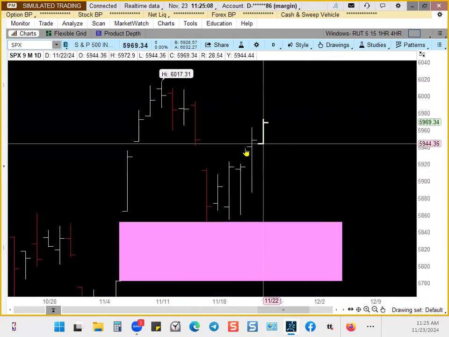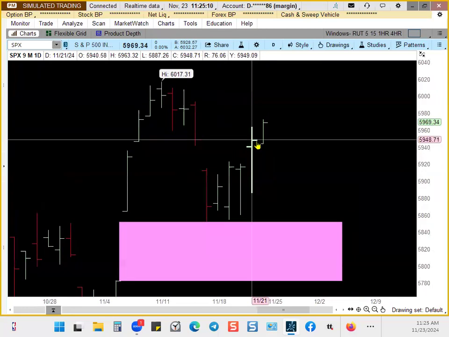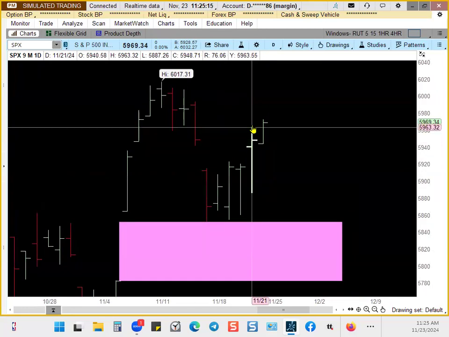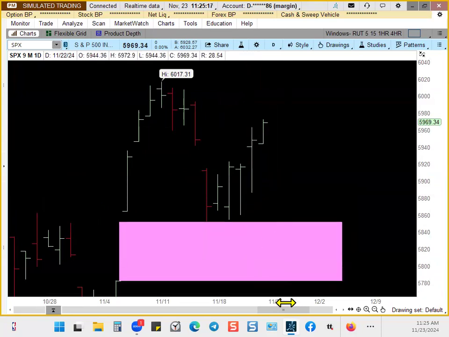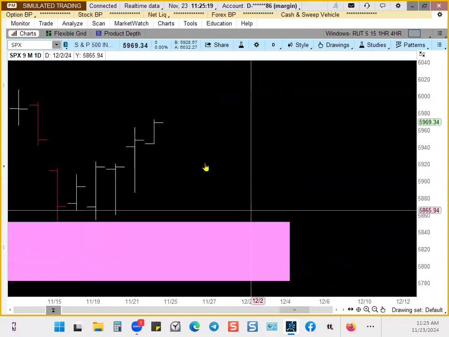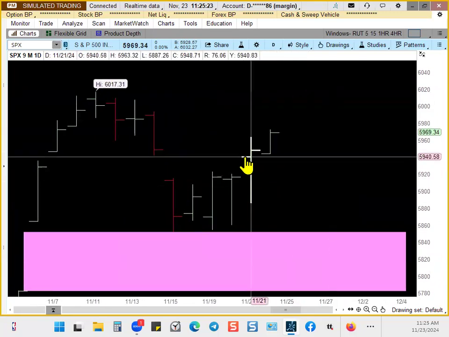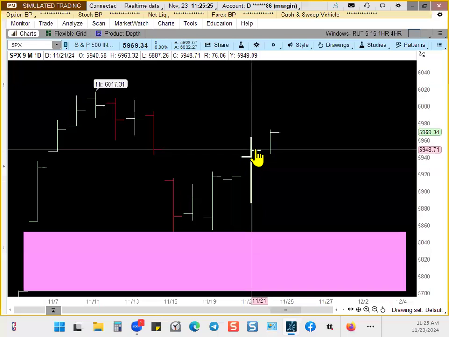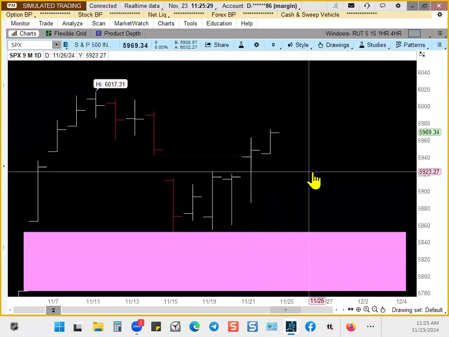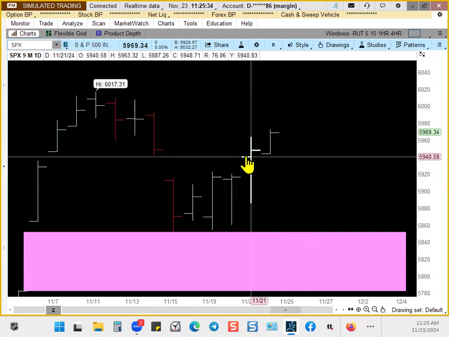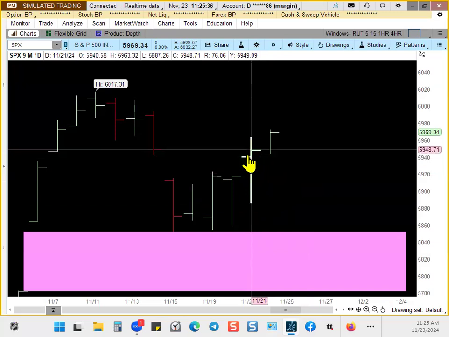On the left side is where price opened. On the right side is where price closed. You've got your high and you've got your low. Left side is the open, right side is the close. All you need to know is, did the right side close higher or lower than the left side? That tells you the direction. This one closed above it, so we all know that's bullish.